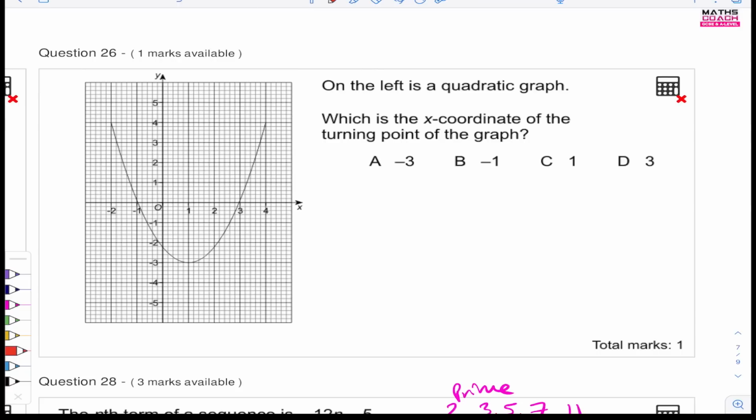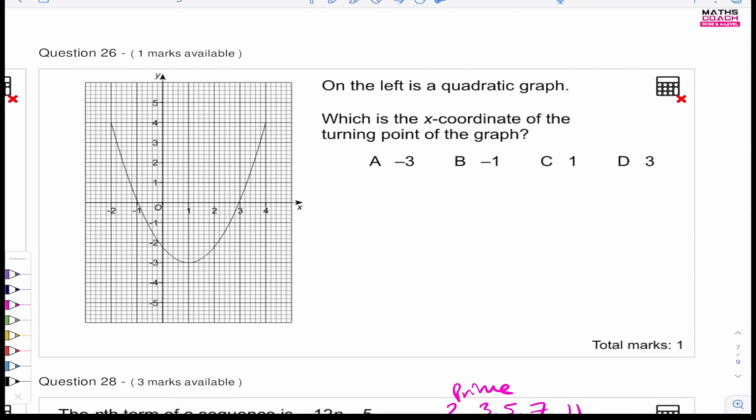Question 26. On the left is a quadratic graph. Write down the x-coordinate of the turning point of the graph. So what is a turning point? A turning point is when the graph actually turns. Of course, at A-level, you study what that means in more detail, but you don't need to worry about it for GCSE here.